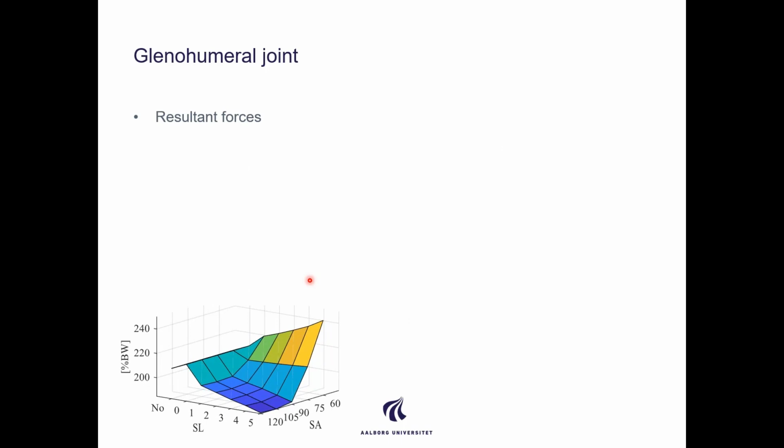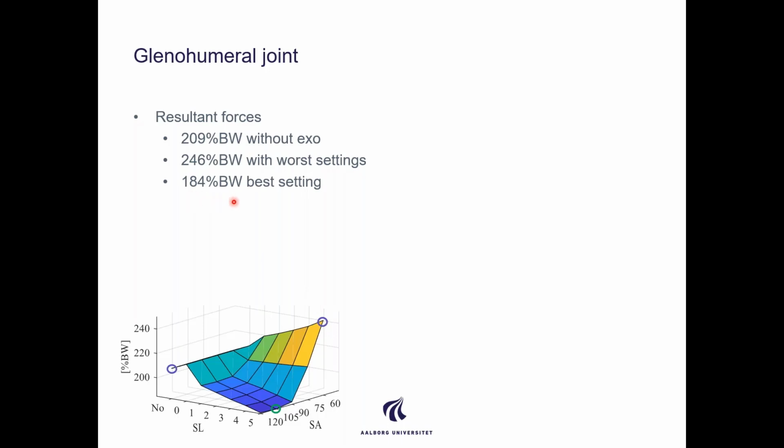So let's talk a little bit about what we see when we look at the glenohumeral joint reaction forces. We see that when we are performing the task without an exoskeleton, it's around 209% body weight in peak forces. But when we're performing it with the worst setting, we're actually increasing the peak forces quite a lot for the glenohumeral joint. And we also have indications where we reduce the loading for the resultant forces in the glenohumeral joint.